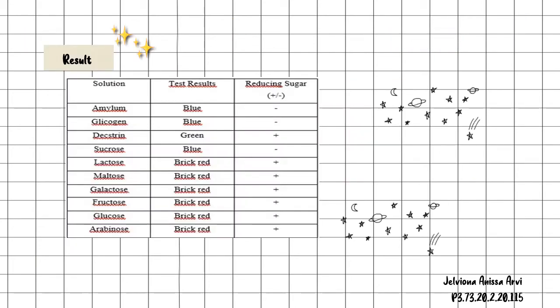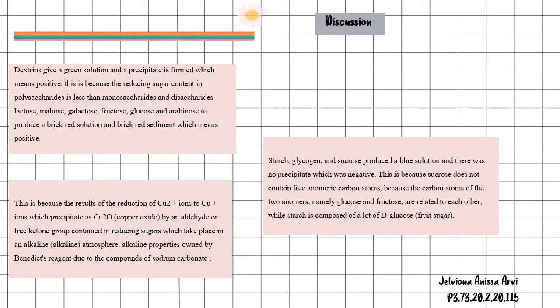This is the Benedict test result. As we can see, for amylum, glycogen, and dextrin solution with the same color result, which is blue, which means negative. Then sucrose with green color result, which means positive. And for lactose, maltose, galactose, fructose, glucose, and arabinose solution have the same color result, brick red, which means positive. And now we move to the discussion.